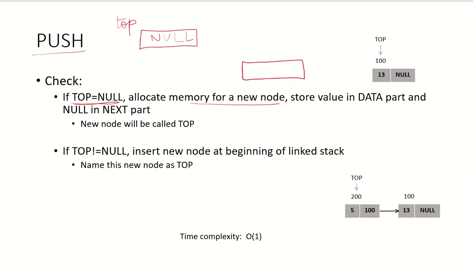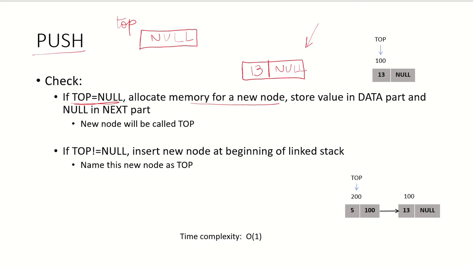And you can check my earlier videos to see how a new node is created using a malloc statement if we are implementing it with C. And we will add the element that we want to push into the stack in the data part. Suppose we wanted to put in 5 or any other element, say like 13, into the stack, and a null over here because this new node is the first and the last node.